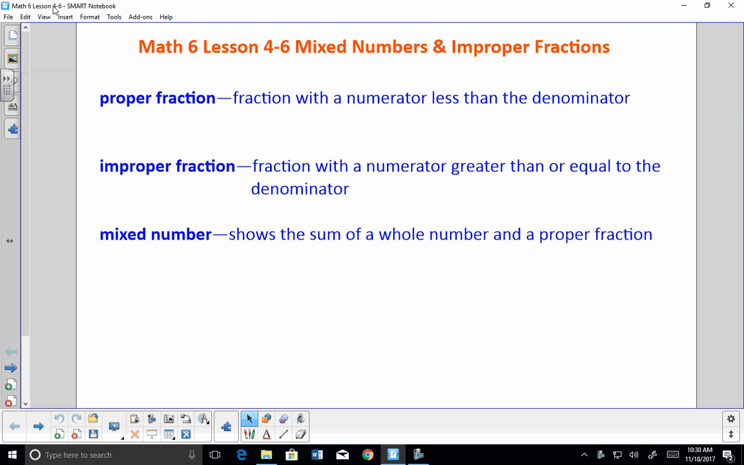This is Math 6, Lesson 4-6, Mixed Numbers and Improper Fractions. A proper fraction is a fraction where the numerator is less than the denominator, for example, 2/3. An improper fraction is a fraction with a numerator greater than or equal to the denominator, like 4/3. A mixed number shows the sum of a whole number and a proper fraction. For example, 4/3 can be written as 1 1/3. So 4/3 is the improper fraction, and the mixed number is 1 1/3.